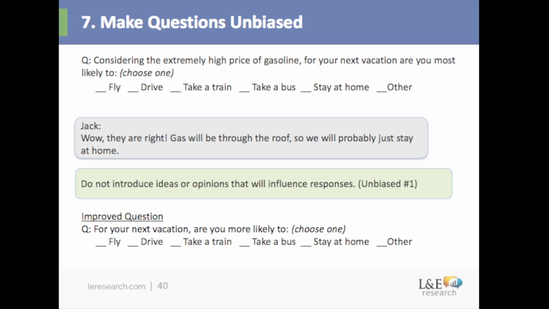And maybe a better way to ask this is, for your next vacation, are you more likely to? Now, if you want to see where people introduce ideas and opinions in the question stem and the response items, just look at the political surveys.